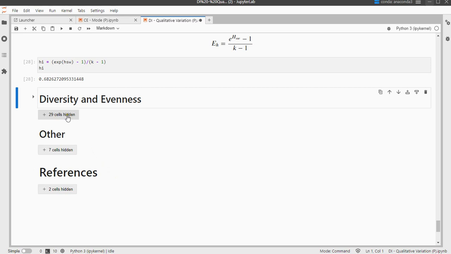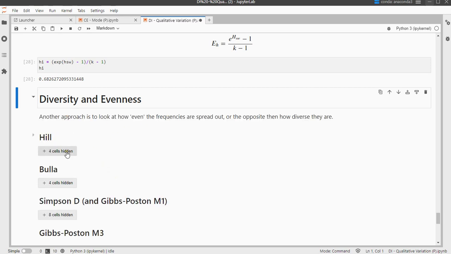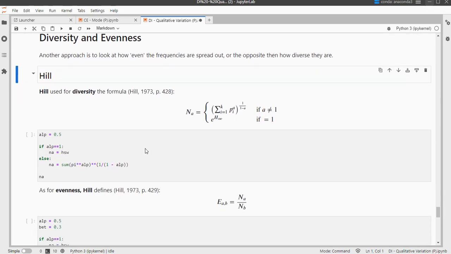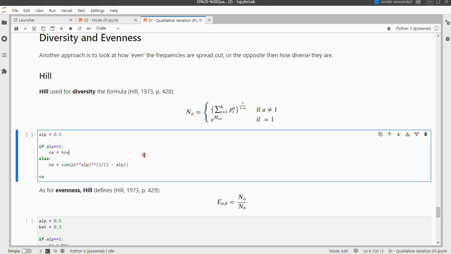Then we have diversity and evenness measures. This is going to be a long video. There's the Hill one, where if you set an alpha, if that's 1, you simply raise e to the power of the Shannon-Weaver entropy, and otherwise you raise the proportions to the power of alpha, you sum all of those, and then you raise that to 1 over 1 minus alpha.